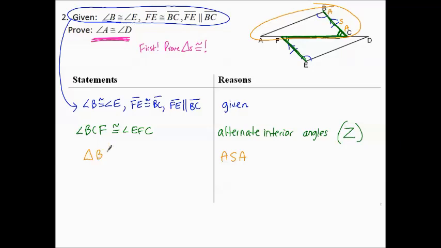Triangle BCA is congruent to triangle. Let's make sure we match them up. Single slash, double slash. Single slash, double slash goes EFD. Now that I've said the triangles are congruent, I can say these parts. What I want to prove is angle A is congruent to angle D. Are those in corresponding positions? They sure are. Same places. So since they're in corresponding positions, corresponding parts of congruent triangles are congruent.